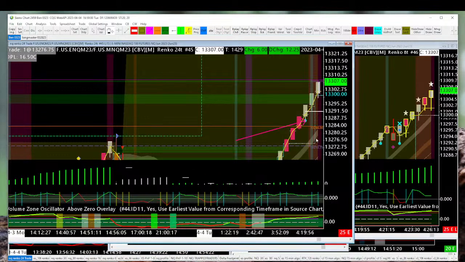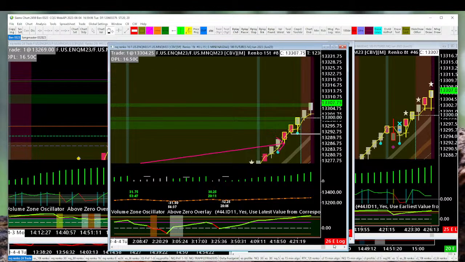Target was 75. I might only have 2 contracts at that point. I might want to add another one. But now that stop would have to go here at 80. And there's going to be times where it comes back, tags it, and runs.